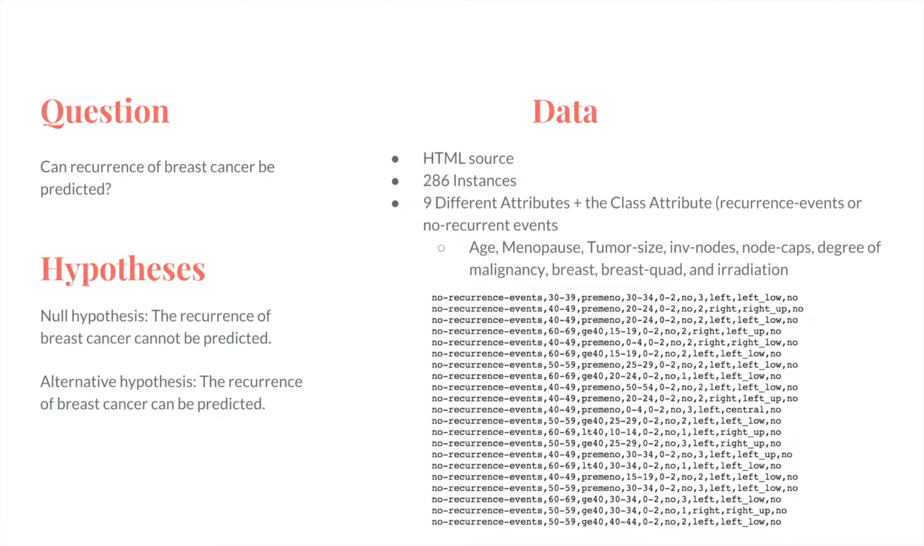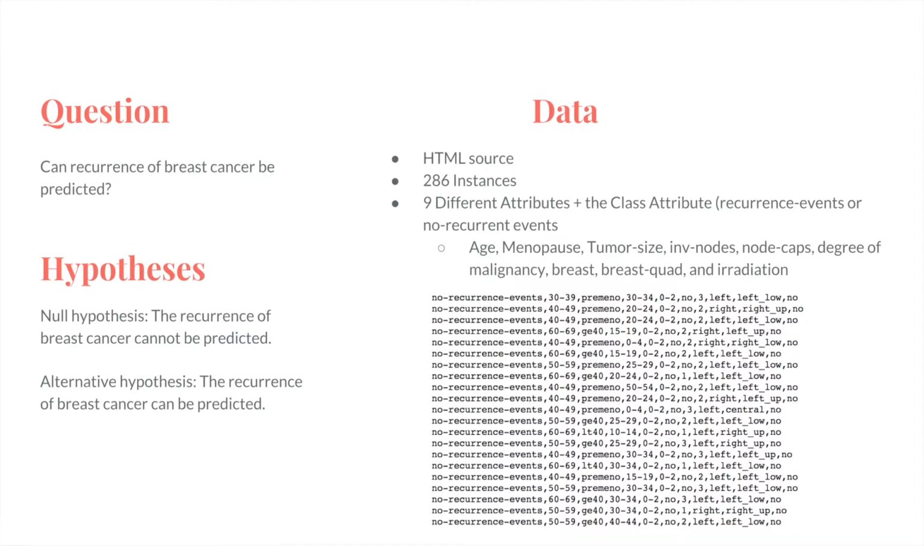This data set specifically had 286 instances, and each of these instances had 9 attributes and a class attribute. The 9 attributes were age, menopause, tumor size, lymph nodes, nodes capped, degree of malignancy, breast quad, and irradiation. And the class attribute, which our research question was based off of, was recurrence or no recurrence events.